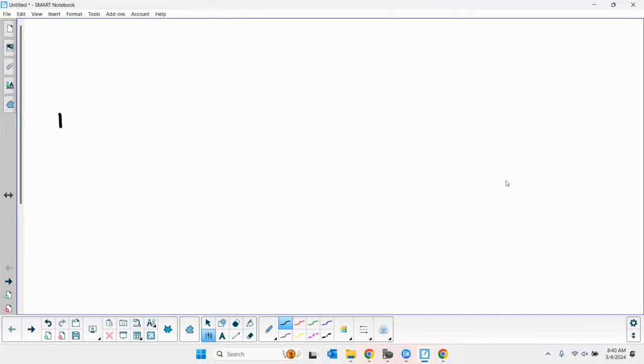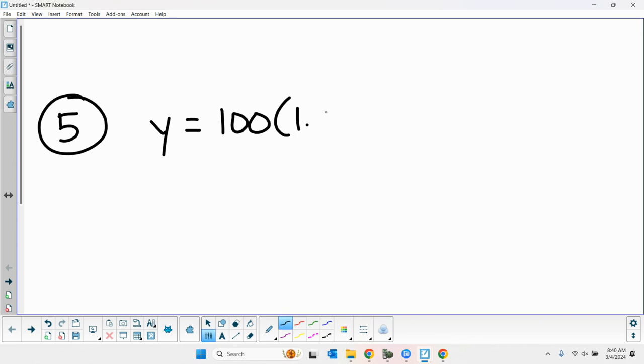Okay, so for number 5, we have y equals 100(1.99)^t. Y is the number of bacteria in thousands. T is the number of hours the culture is incubated. Tell whether the model represents growth or decay. Our base is 1.99. That's bigger than 1, so this would be growth.